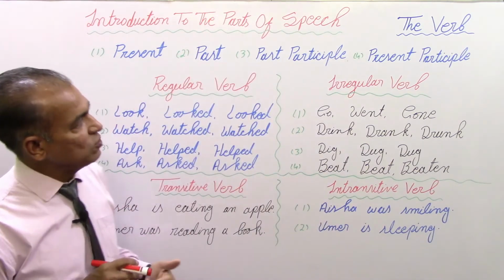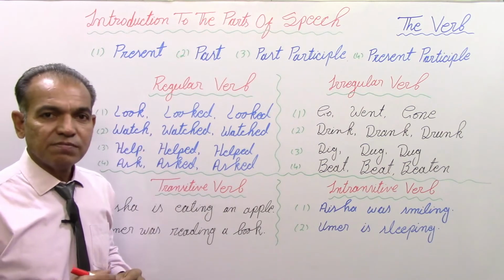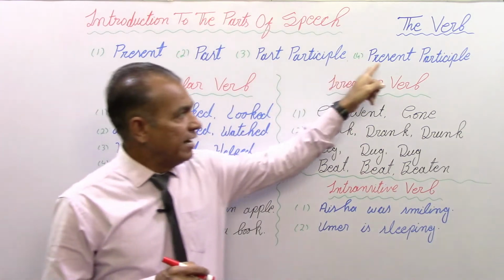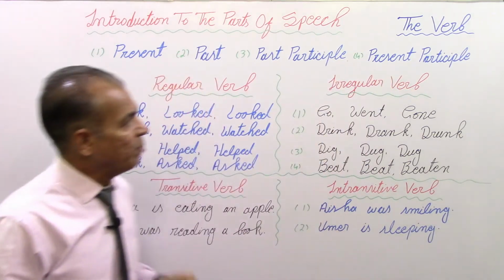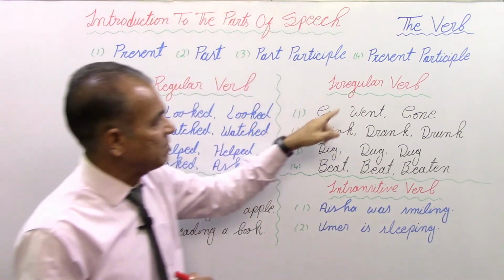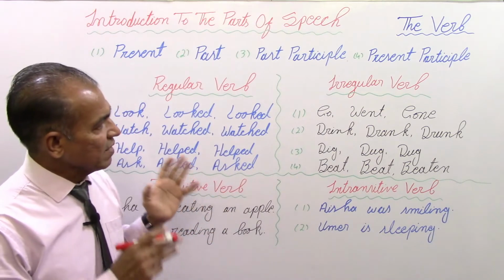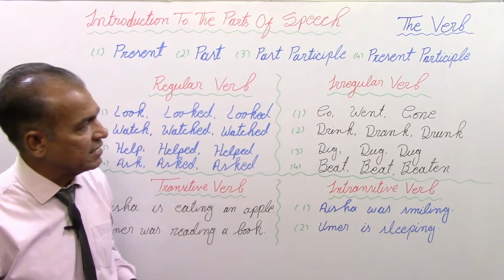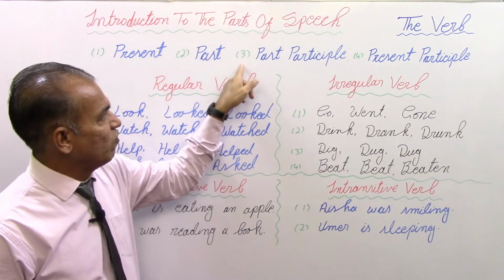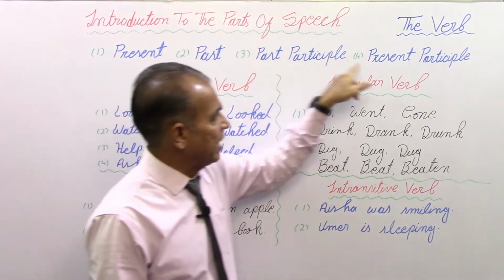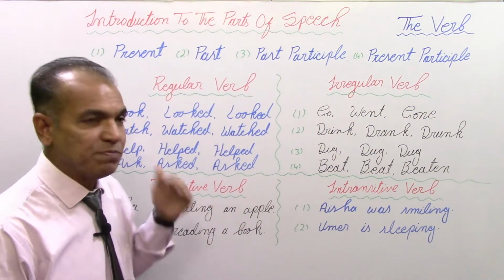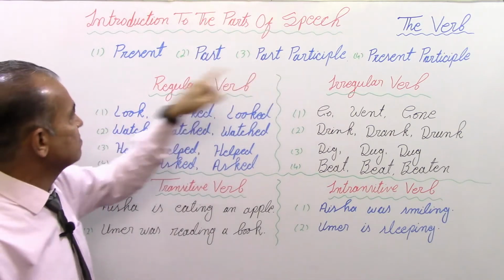So I would advise you to memorize the names of these verbs: present, past, past participle and present participle. Now you might be thinking, what is this participle? Here we cannot discuss these things in detail, but just for your information, let me tell you that these two forms, past participle and present participle, are the forms which can also be used. Basically, these are verbs. Actually we are studying verbs. Present is also a verb.